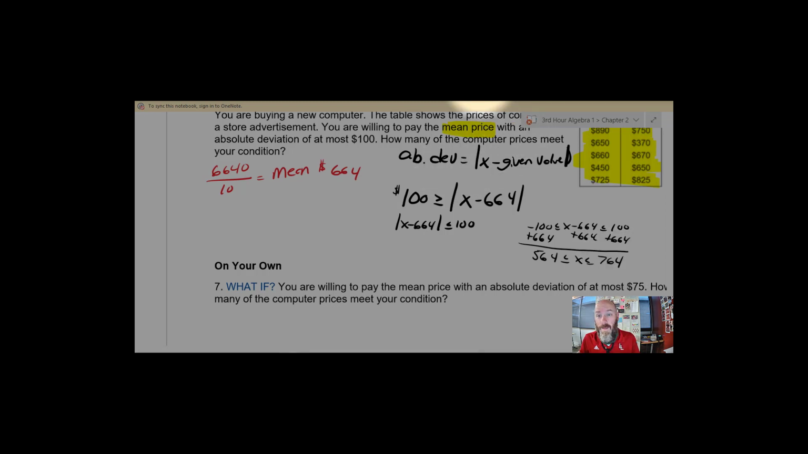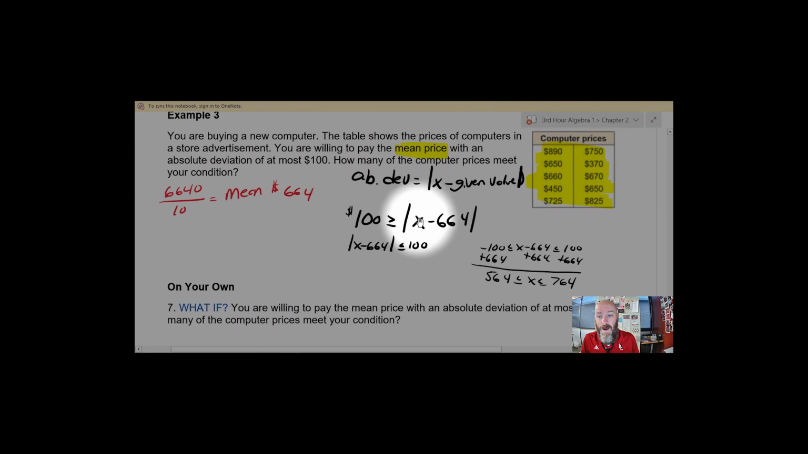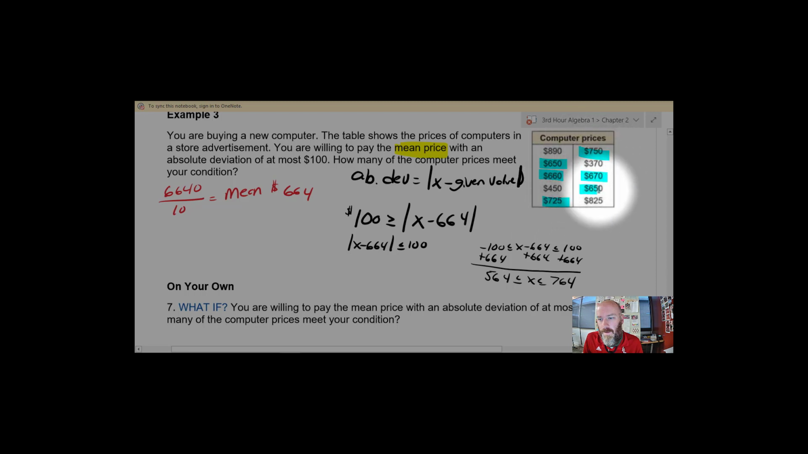And the question is actually asking us now, how many of those actually exist? So I'm just going to highlight these. Greater than 564 but less than 764. So I got 1, 2, 3, 4, 5, 6. So your final answer here would be 6 computers.